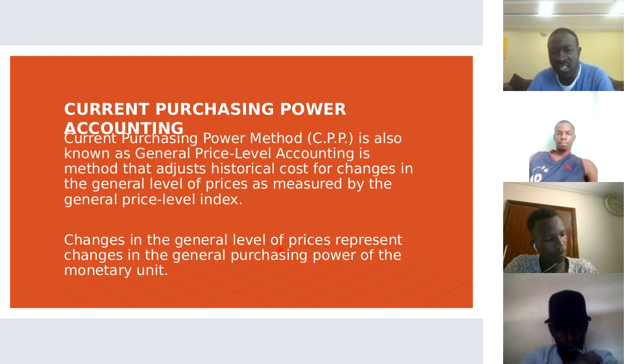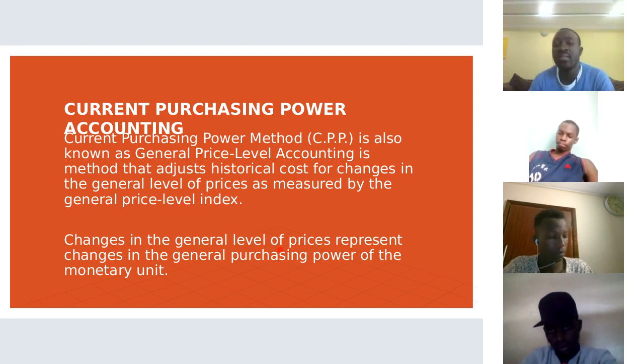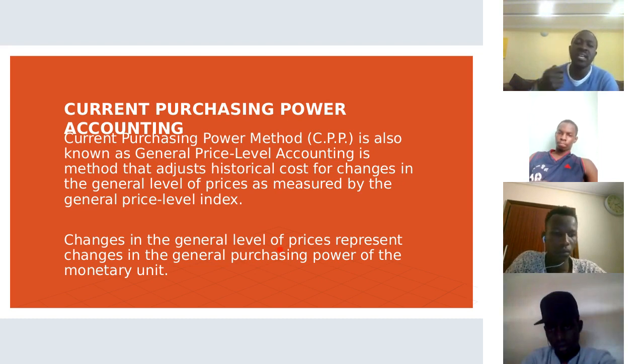Now, those changes that are in the general price level represent the changes in the purchasing power of the monetary unit. I hope you understand that the shilling today is always worth more than a shilling tomorrow, because the shilling today has got more purchasing power than if you are given that same shilling to spend maybe after some period of time.